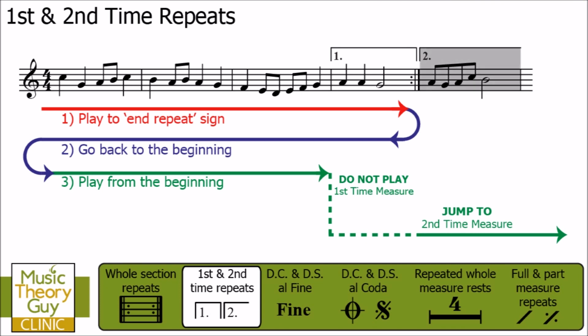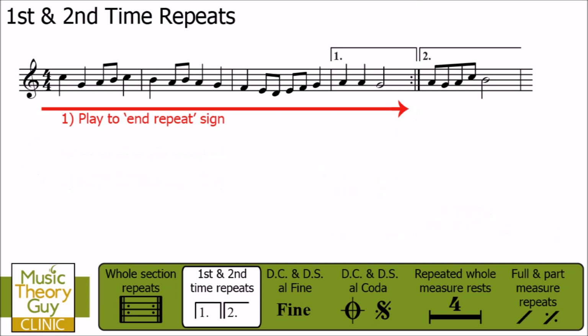The key thing to remember is that the first time you play the repeated section, you only play the first time measure. And when you repeat the section, you don't play that first time measure and you jump straight to that second time measure. Let's have a look and a listen to how this music would be played.